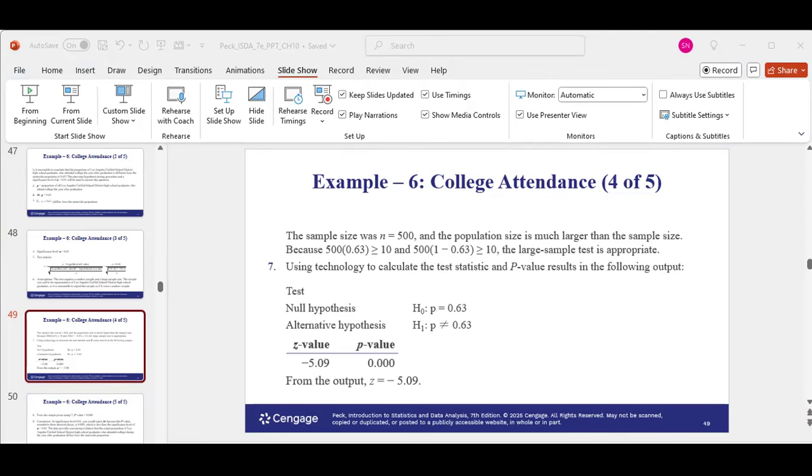So the sample size n is equal to 50, and x is the number of successes in the sample. x is 39. From this we can calculate p hat, the sample proportion of success, which is equal to x over n. So it's equal to 39 divided by 50.